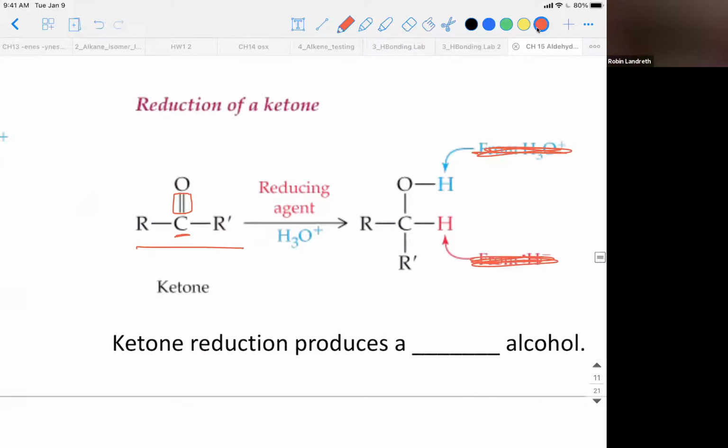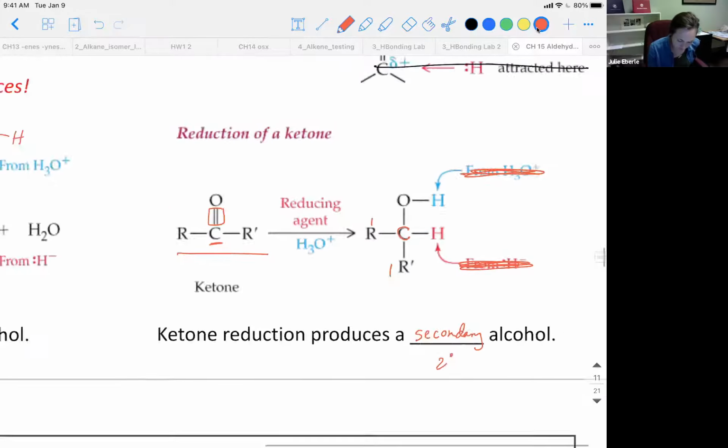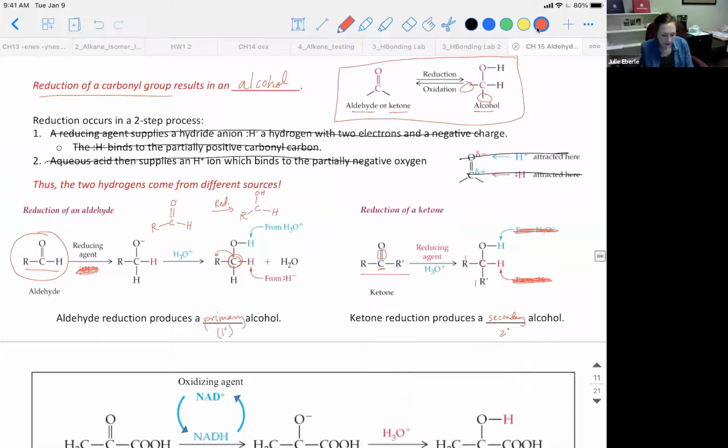So, who said it? Bree, secondary, or Robin, sorry. Yep, secondary. We have one bond to a carbon here, one bond to a carbon here. So that's 2 bonds total. So we get a secondary alcohol. Questions on that?